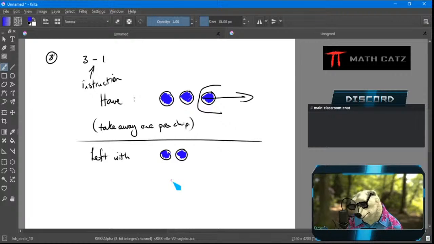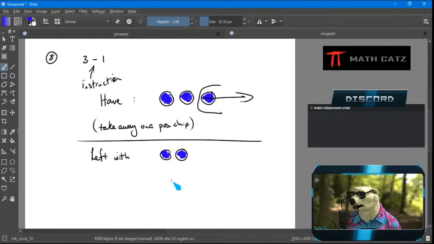In my personal experience, acting out the takeaway instead of representing it makes a big difference. So let's suppose you are acting this out: you would put down your 3 chips and tell the student to remove 1 chip. They would physically take it away and see the 2 that are left.